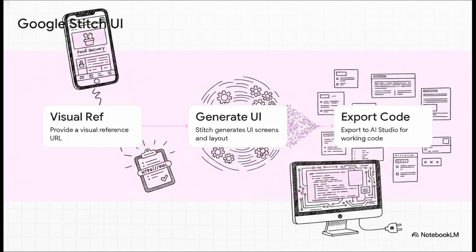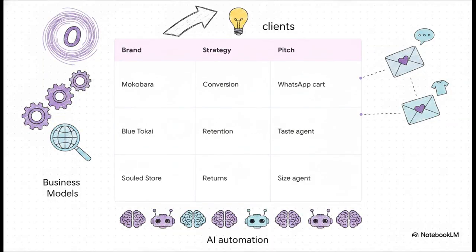You simply feed Stitch a visual reference, like the URL for the food delivery app Zomato. Stitch then acts as your personal UI designer and instantly clones the layout into custom UI screens. Then you literally just export those designs directly back into AI Studio to get fully clickable working code. It is incredibly seamless.